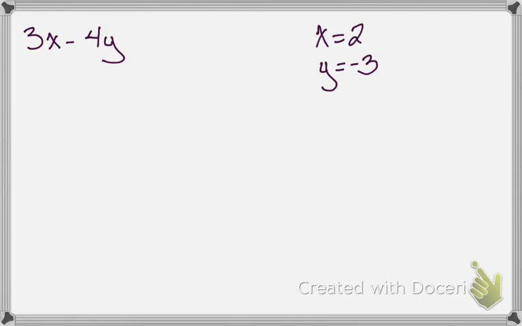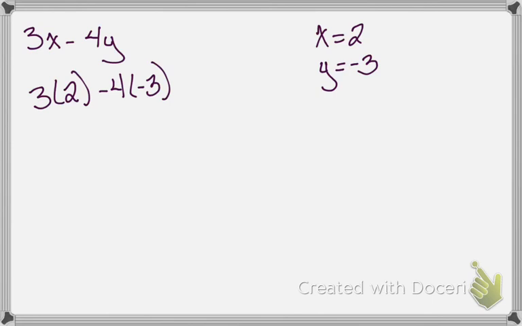Here I have 3x minus 4y. And I am told x equals 2 and y equals -3. Okay? So I am going to rewrite this expression with a 2 wherever there's an x and a -3 wherever there's a y. Okay? So I have 3 times 2 minus 4 times -3.